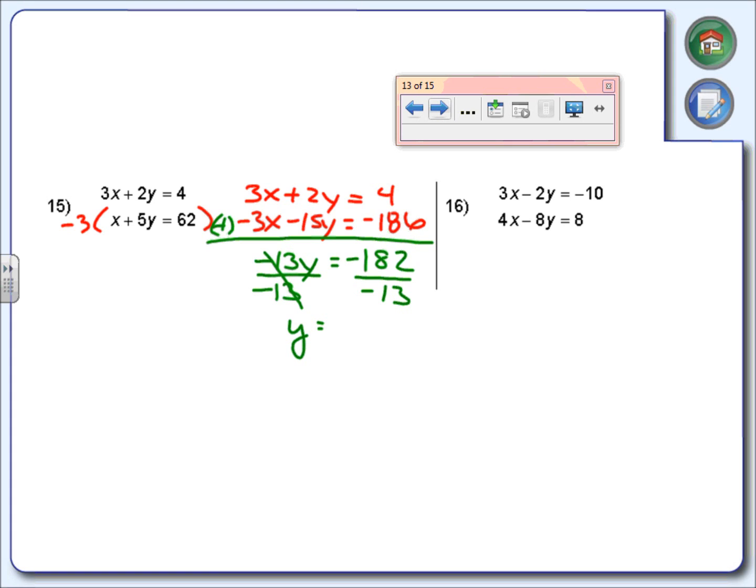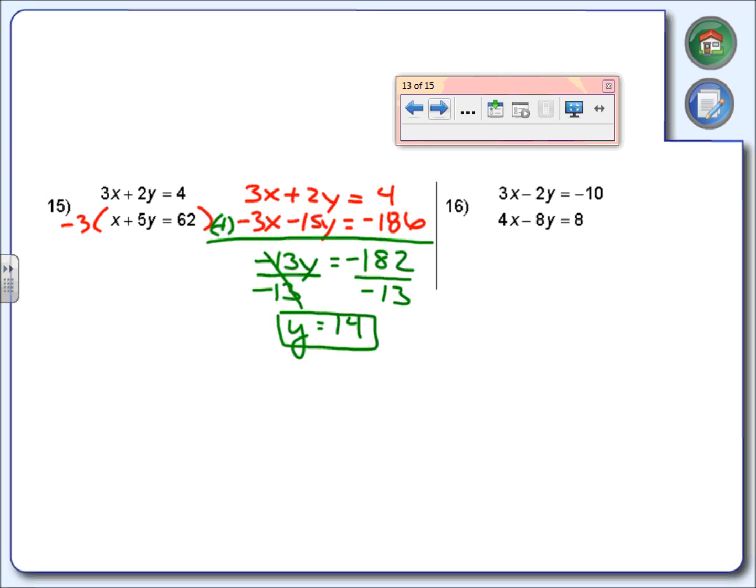And negative 182 divided by negative 13 is going to turn out to be a positive 14. We're halfway done. We know what the y value is. It's a positive 14. Now we're going to take that 14 and substitute it back in for one of these y's up here. The choice is mine. I can use the first equation or the second.